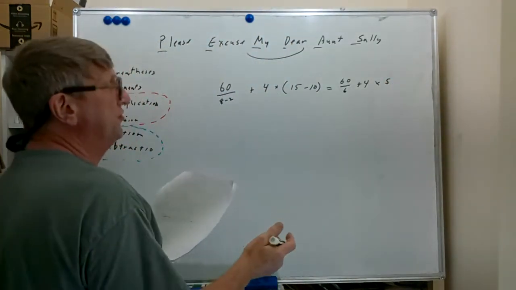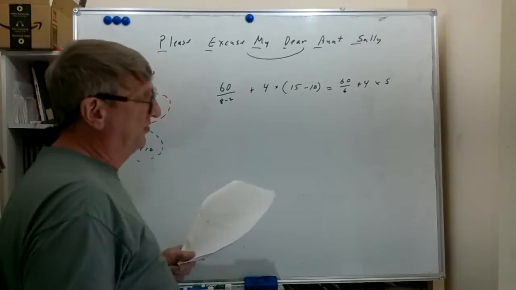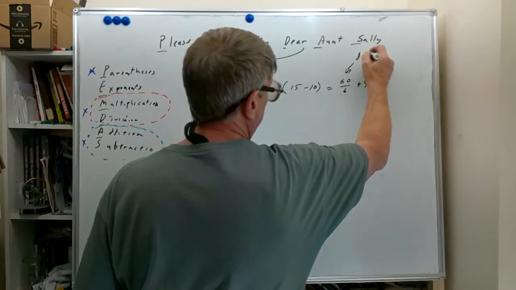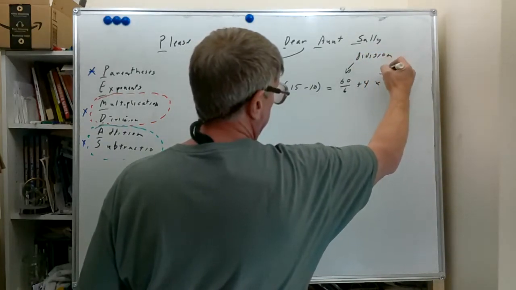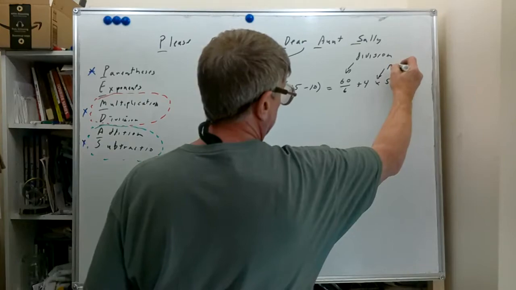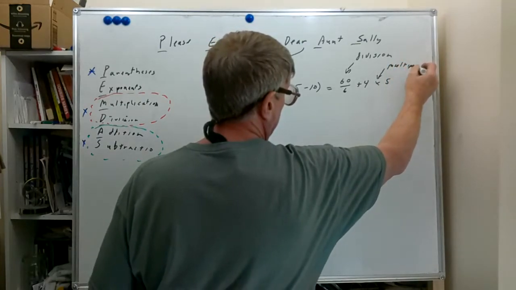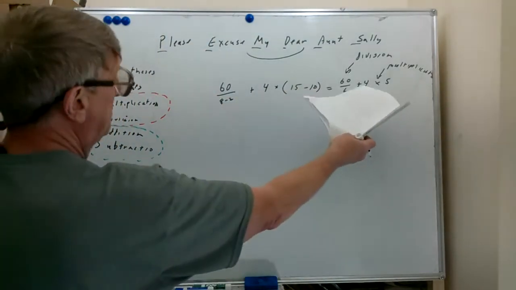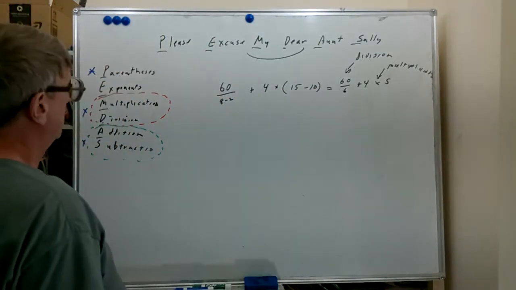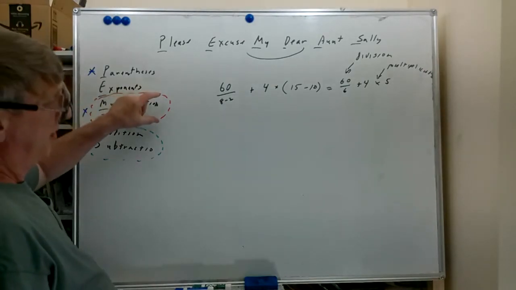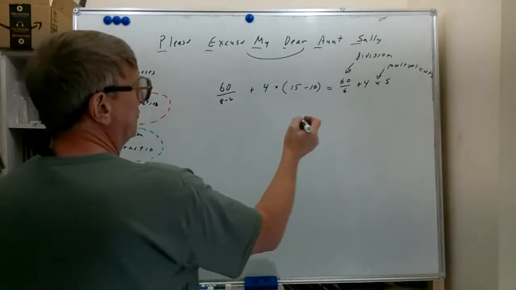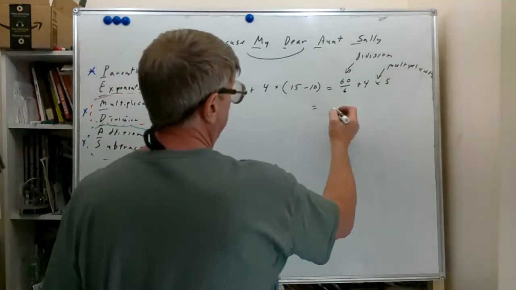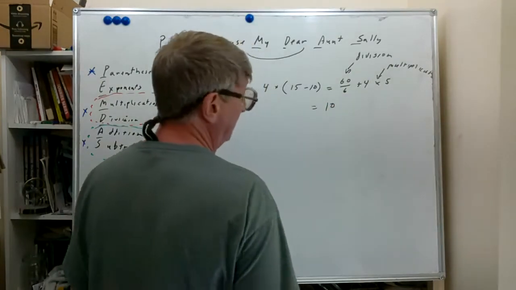Now, we've reduced our problem to something a little simpler than we started with. We have here a division, because remember we said a fraction bar is a division. And here we have a multiplication. We've got rid of the parentheses. We did that first step. Now we're on the multiplication and division part. We do that from left to right. So let's do the first division. 60 divided by 6. That is 10, right? 6 goes into 60 10 times.